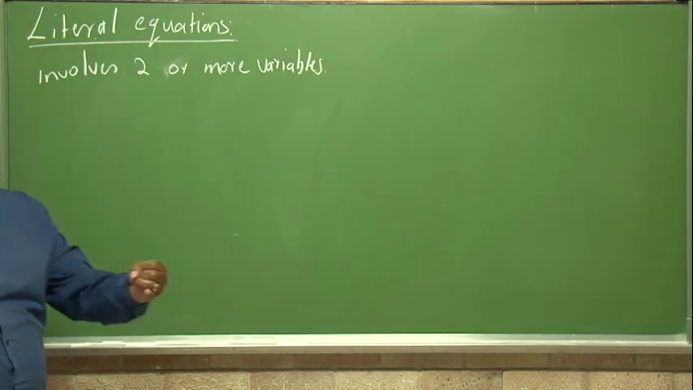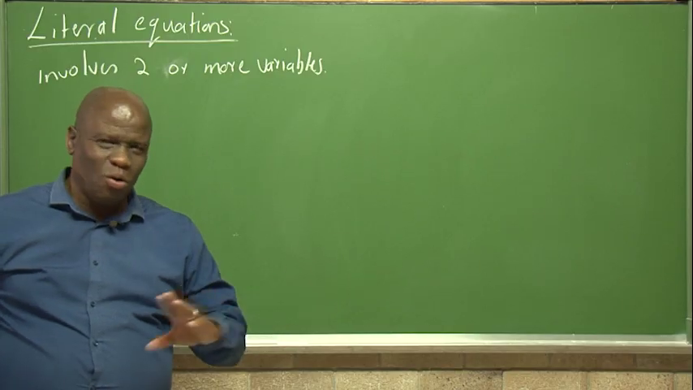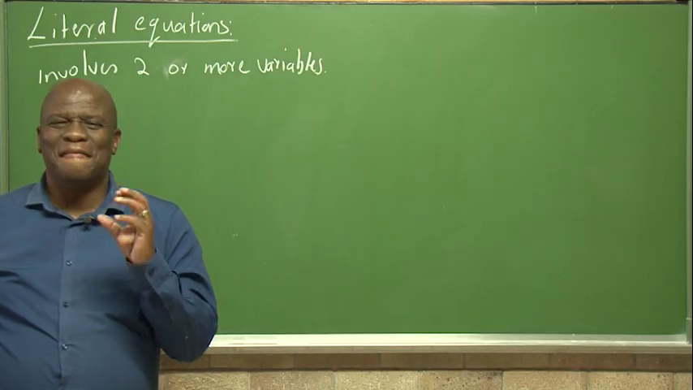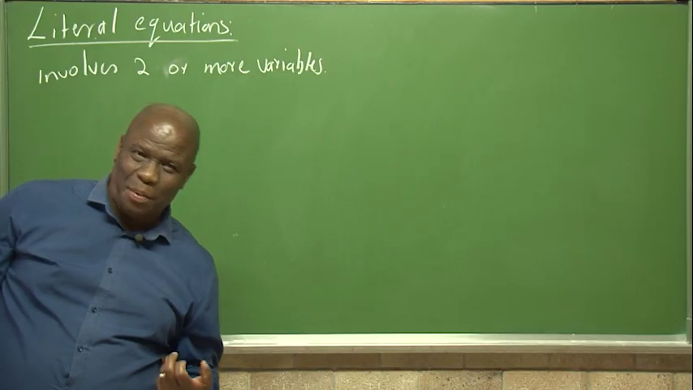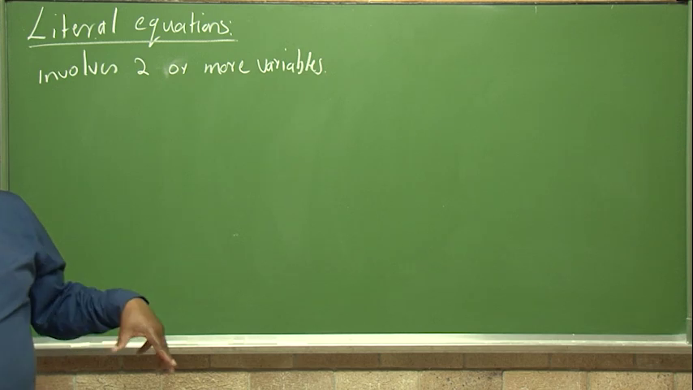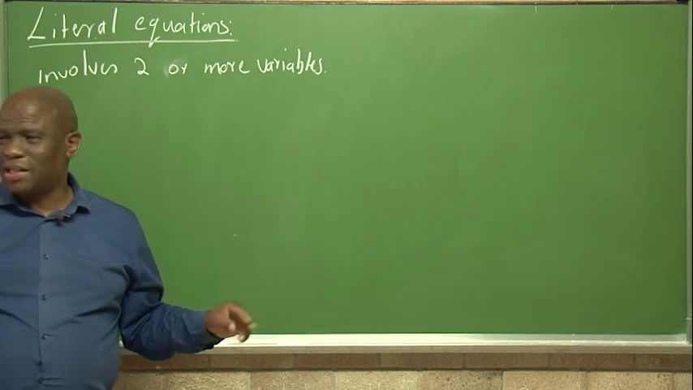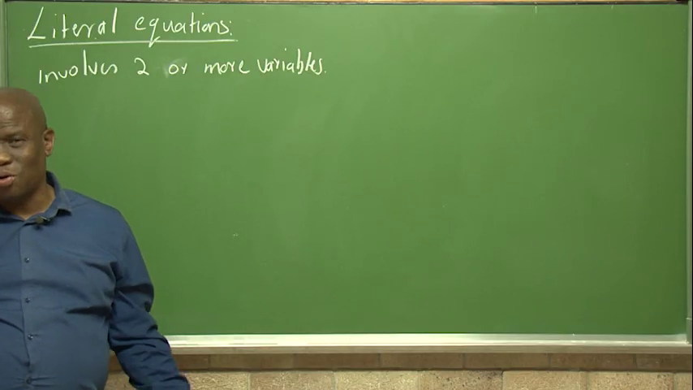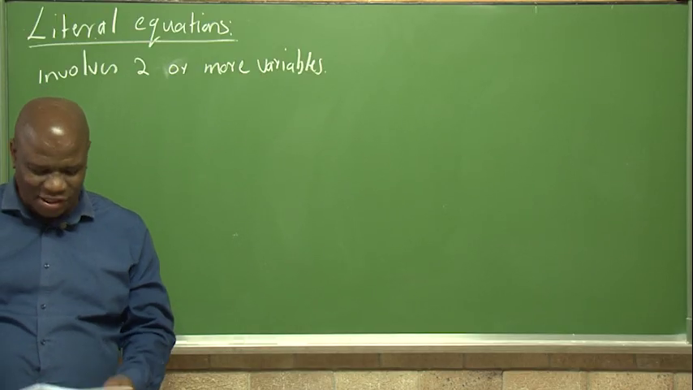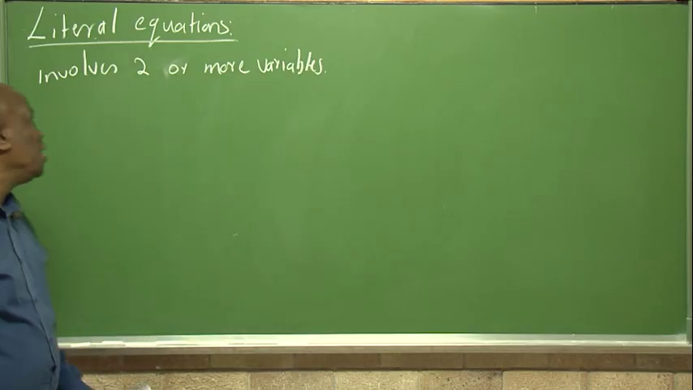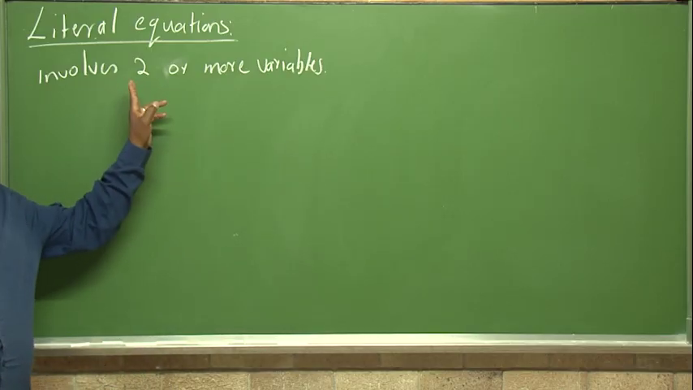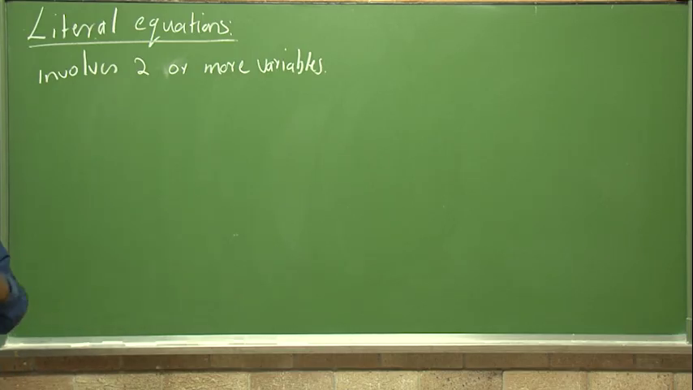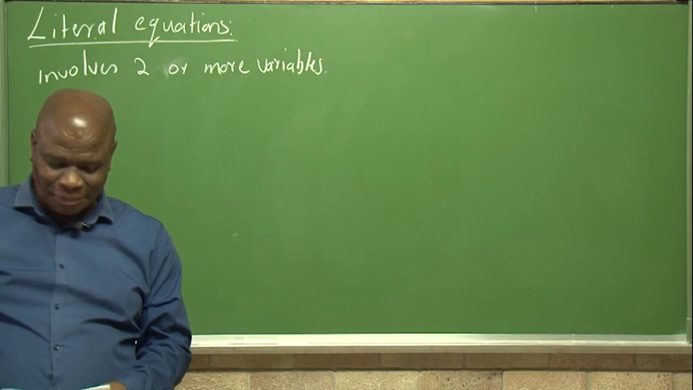What are the variables? A, B, C, D, X, Y, Z. Theta, beta, all those are called variables. Why do we call them variables? When you solve for X, you end up with X is 2. Next, tomorrow, X is 7. X is -3, and so on. Their values vary from one equation to another. So when you have an equation that has two or more variables, that equation is called a literal equation.